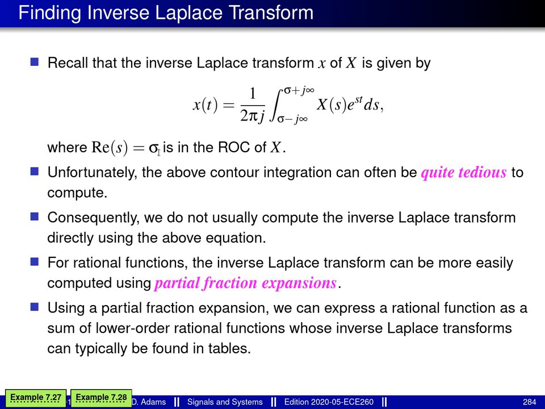Unfortunately, this formula for little x involves a contour integration, which can often be somewhat tedious to compute. For this reason, we don't typically find the inverse Laplace transform directly using this formula. For rational functions, the inverse Laplace transform can be more easily determined using partial fraction expansions. Using a partial fraction expansion, we can express a rational function as the sum of lower order rational functions, whose inverse Laplace transforms can then typically be found in tables.